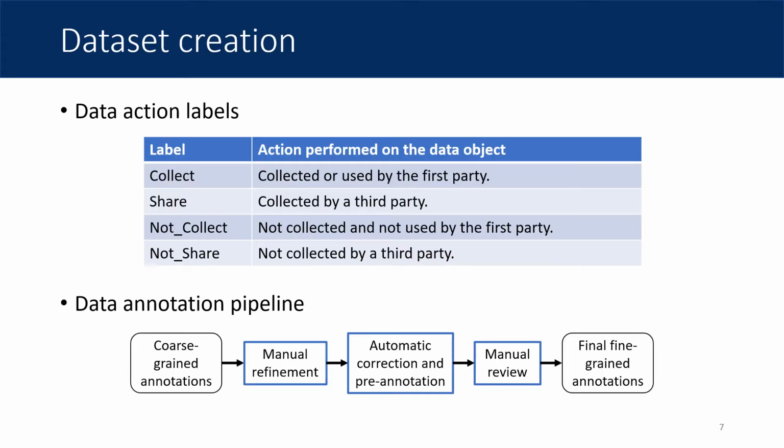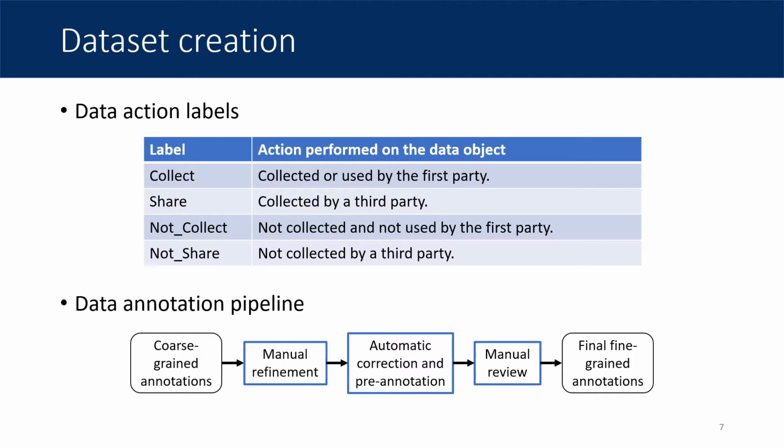We use four data action labels: collect, not collect, share, and not share. The collect label means the data is collected or used by the first party, while the share label means the data is collected by a third party. Two annotators label the data objects in each sentence with the four labels.